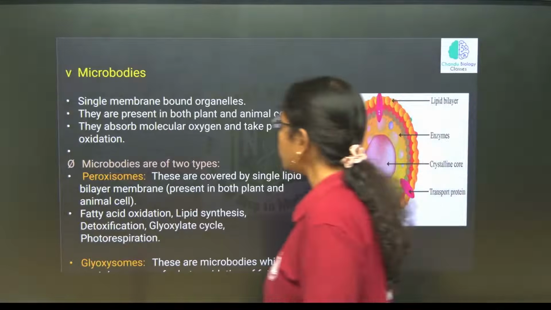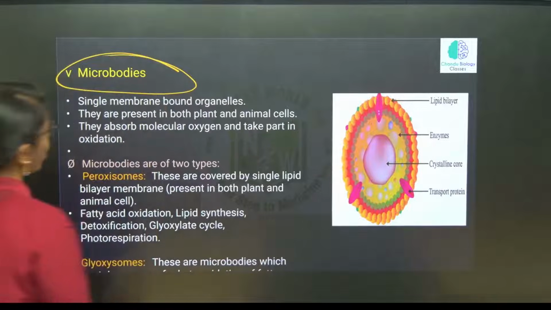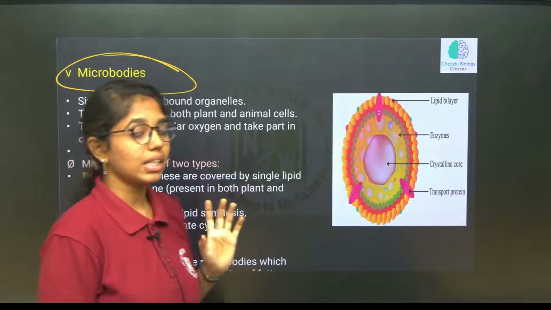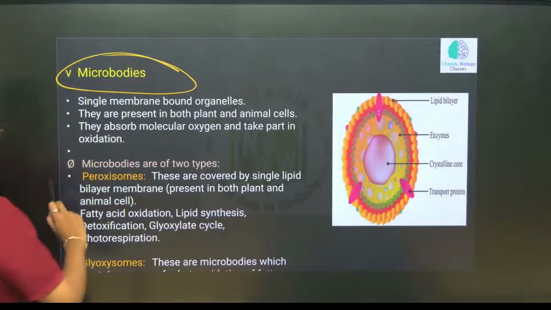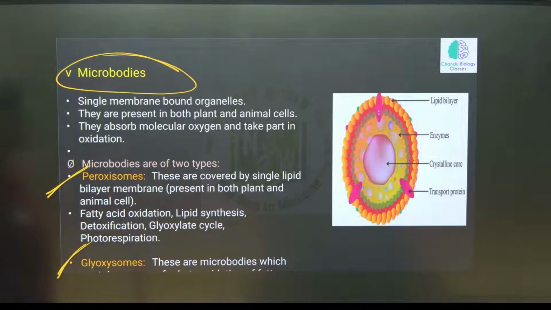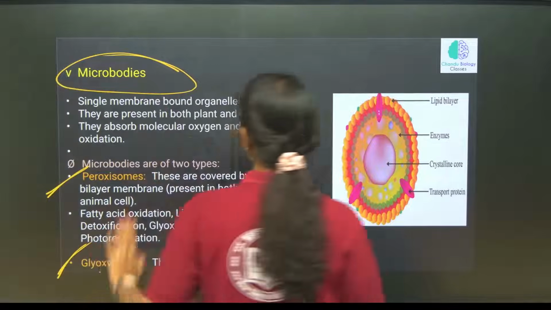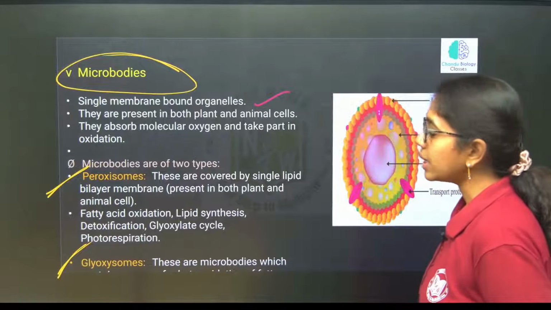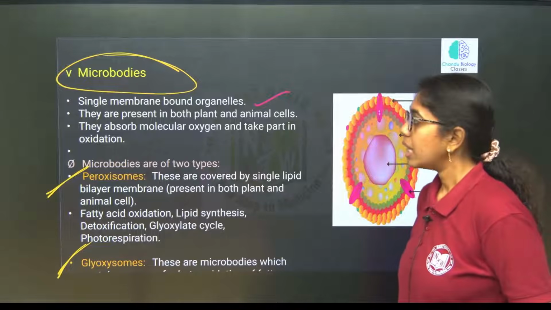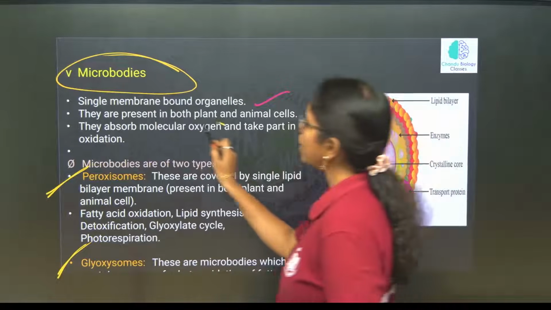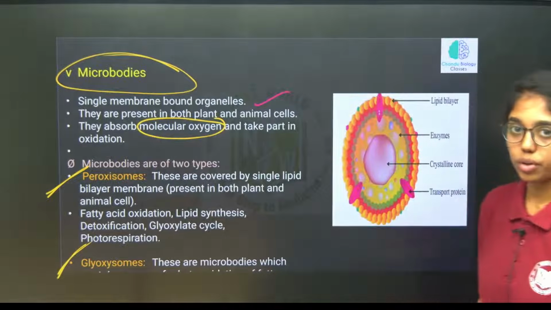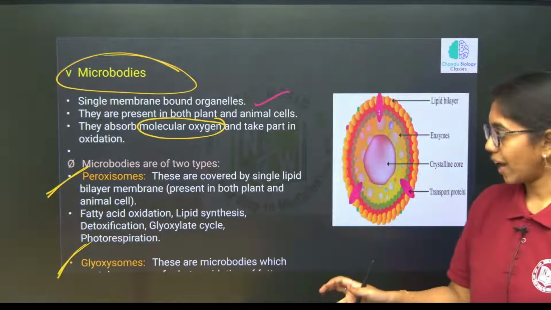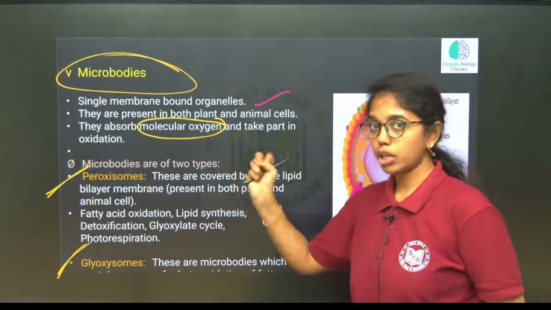And lastly, about microbodies. What are microbodies? Small single membrane bound organelles which are present inside the cell. We have 2 different types of microbodies, peroxisomes and glyoxysomes. Microbodies are single membrane bound organelles present both in plant cells and animal cells. They absorb what? Molecular oxygen, and they take part in the oxidation of macromolecules, especially beta oxidation of fatty acids, by absorbing the molecular oxygen.